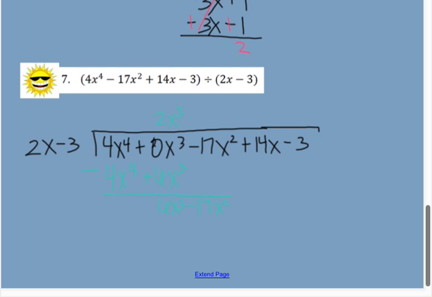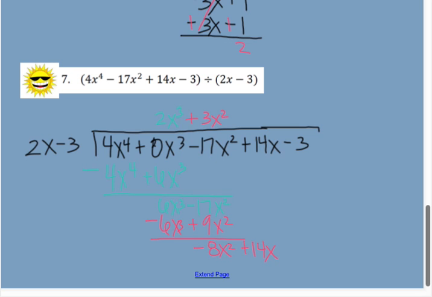Now I would say 2x times what gives me 6x to the third? Well, 3 times 2 gives me 6, and then x squared times x gives me x to the third. So 3x squared times 2x will give me 6x to the third minus 9x squared. Remember, the signs will change. So I have negative 17x squared plus 9x, which will give me negative 8x squared. And I go ahead and bring down 14x.